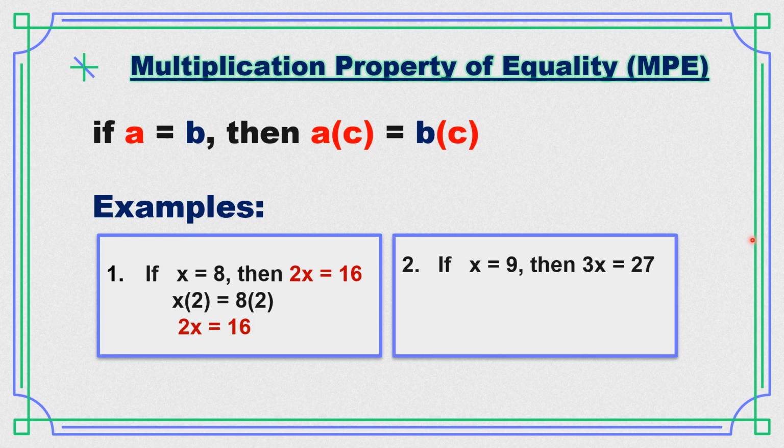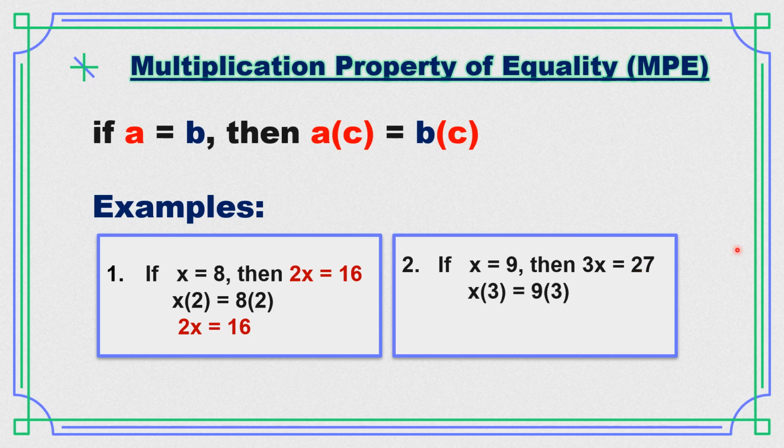Next, number 2. If x is equals to 9, then 3x is equals to 27. So, paano natin uli makukuha yung 3x is equals to 27? So, mag-isip ka ng number na kapag minultiply ko kay x, lalabas ay 3x. At pag minultiply ko din kay 9, ang lalabas naman ay 27.